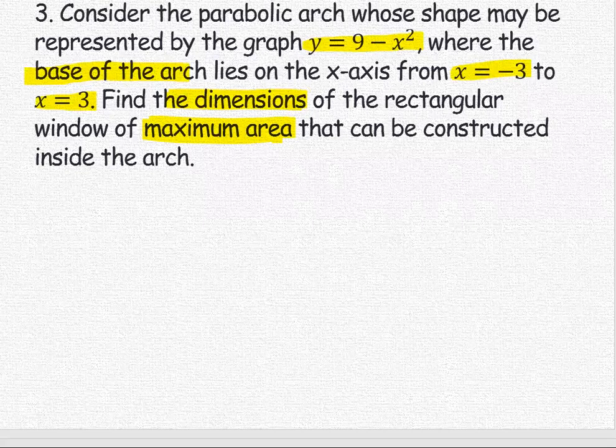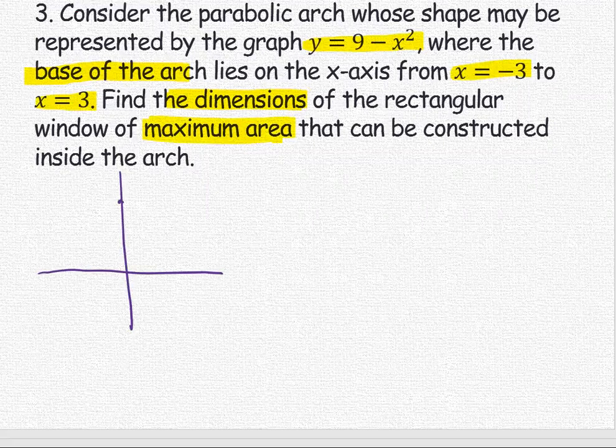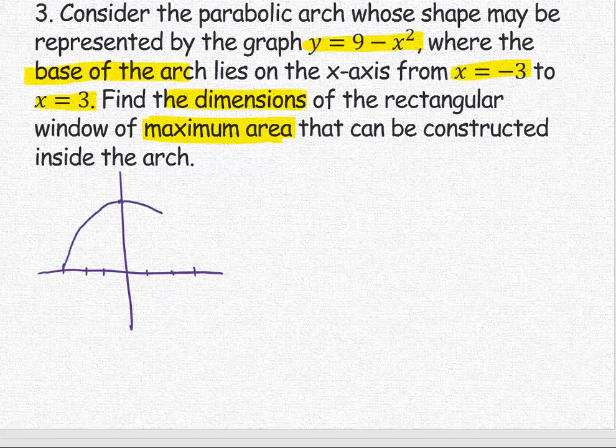So based on the graph y equals 9 minus x squared, which is the parabola opens down, the intercept when x is 0, y is 9. And for the x-intercept, for y 0, x can be -3 and +3. And this arc follows the function y equals 9 minus x squared.